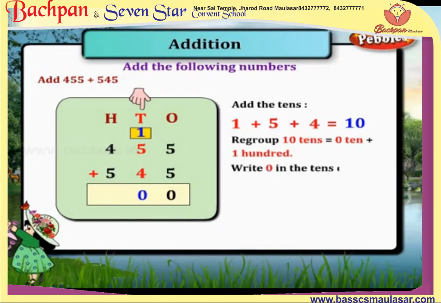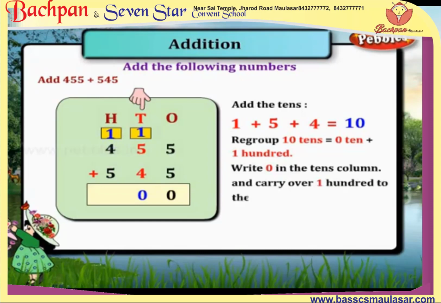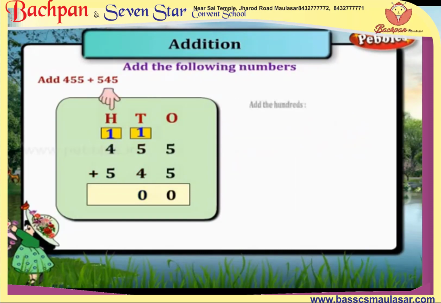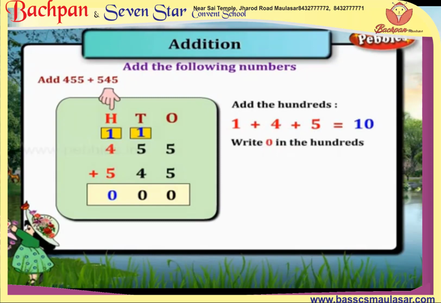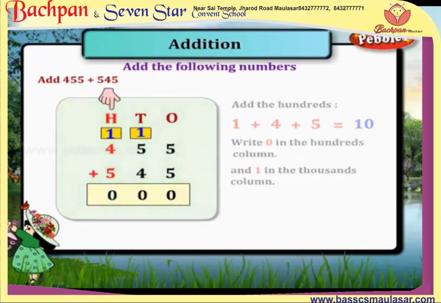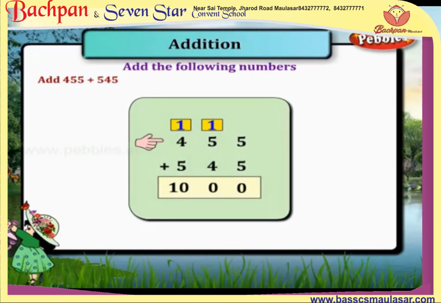Write 0 in the tens column and carry over 100 to the hundreds column. Now add the hundreds. 1 plus 4 plus 5 equal to 10. Write 0 in the hundreds column and 1 in the thousands column. So by adding 455 to 545, we get 1000.